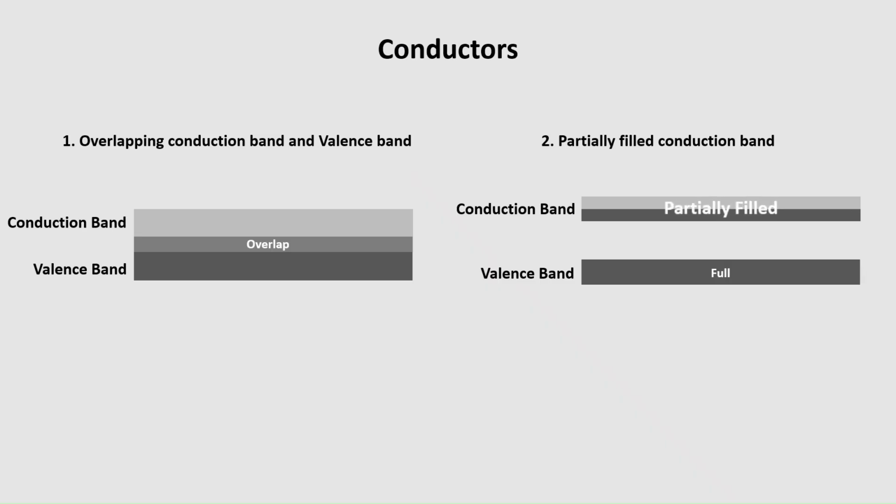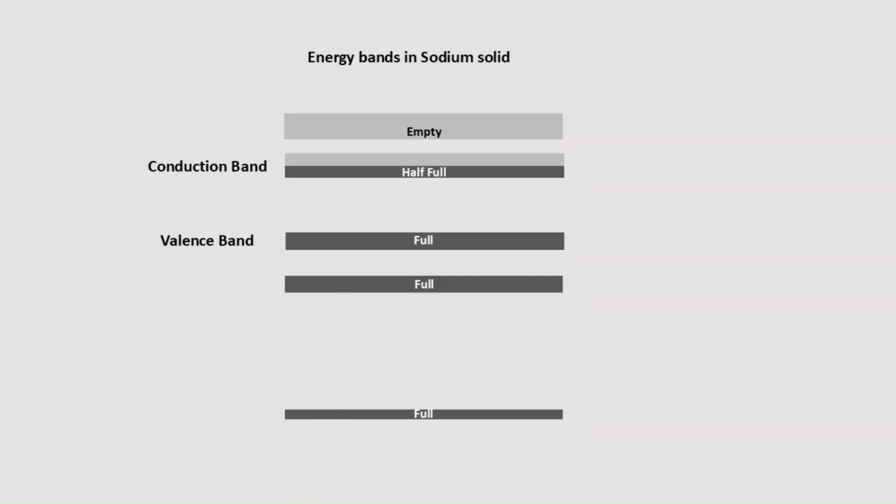2. Partially filled conduction band. Even at absolute zero temperature, the conduction band can be partially full, as we saw in the case of sodium. This allows free movement of electrons, making conduction possible in such materials. And that's how the band theory explains the electrical properties of solids.